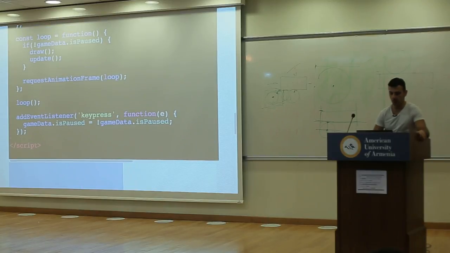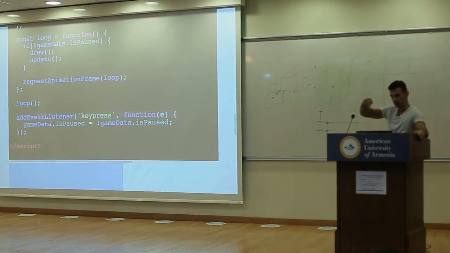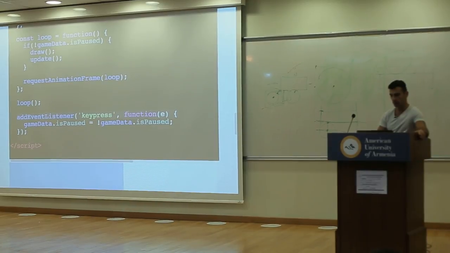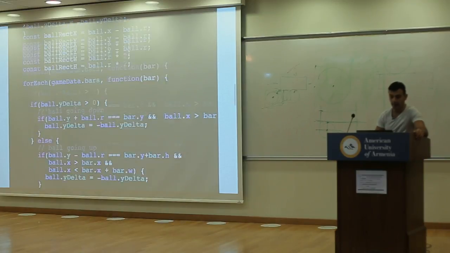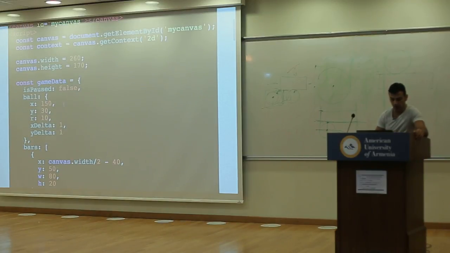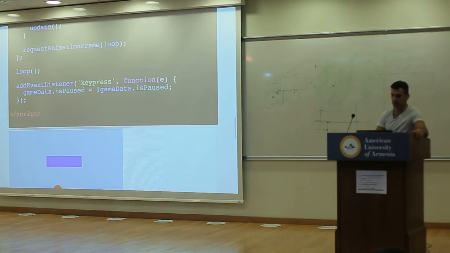You don't understand. Okay, no problem. Do you understand what this does? It adds an event so that every time I press a button, it calls this function. That's clear. Every time I press a button, there's a key called isPaused that is initially set to false. Every time I press a key, it changes that to the opposite of what it is. If it was false, doing this will turn it into true. If it was true, it will turn it into false.